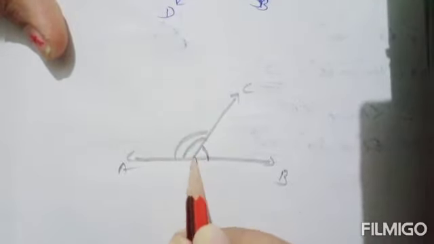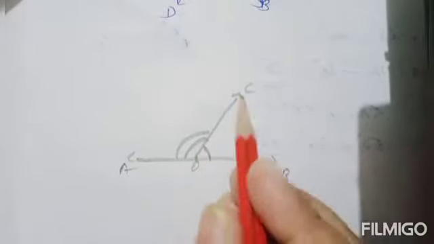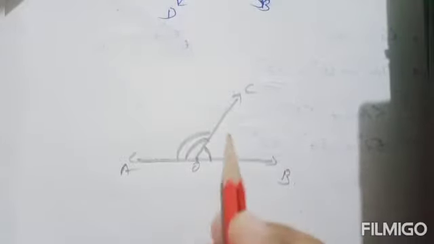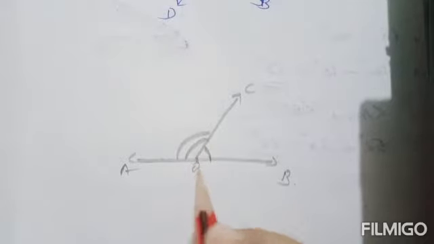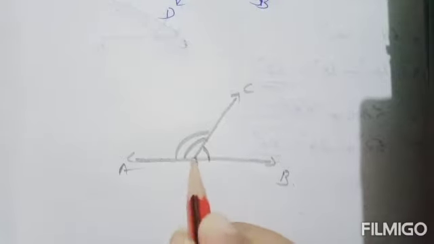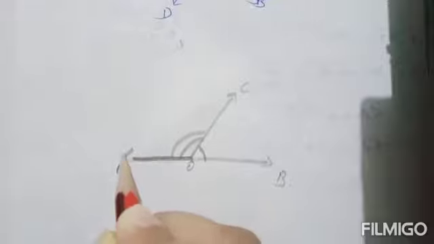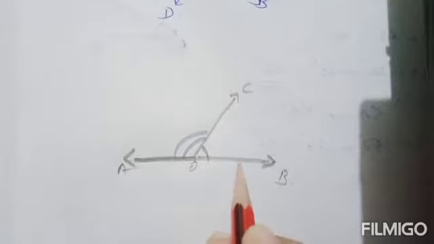They have a common vertex O and common arm OC. The other two arms OA and OB are on the opposite sides of the common arm OC. Now their sum, you know the sum of adjacent angles is always 180 degree. Angle AOC plus angle BOC is 180 degree. Then what is property 2? If the sum of two adjacent angles is 180 degree, their exterior arms are always in the same straight line. Their exterior arms here are OA and OB. This OA and OB are on the same straight line.